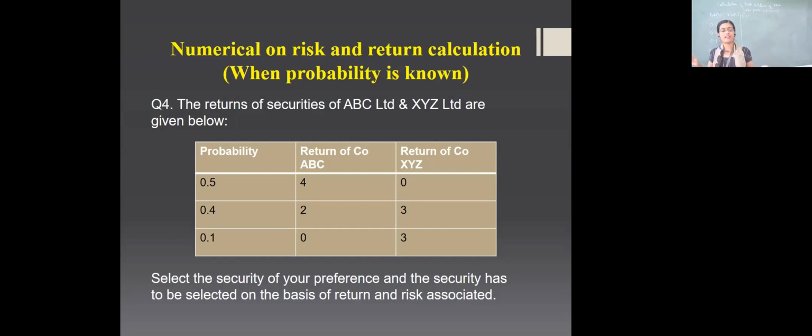Expected return is expressed as ER, where E stands for expected and R stands for returns. So how do you calculate ER? The formula is PI into RI. What is PI? PI is probability, RI is individual return. So the first one would be 0.5 into 4. How much? 0.5 into 4.